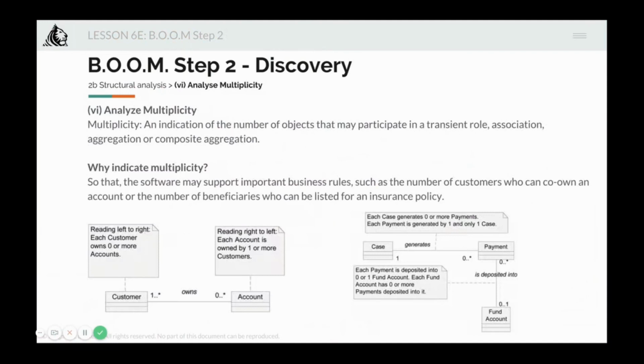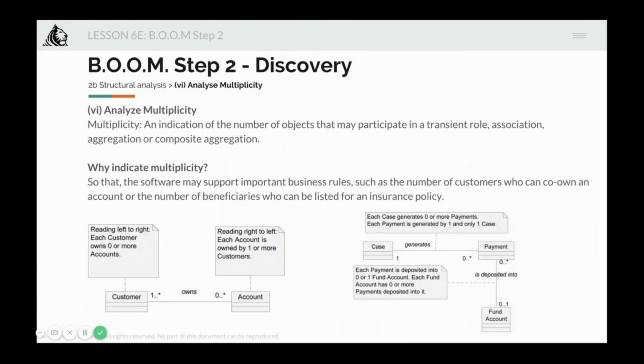So why indicate multiplicity? If you don't specify multiplicity, the software may not support important business rules, such as the number of customers who can co-own an account or the number of beneficiaries who can be listed for an insurance policy. Correct? Regarding rules for multiplicity, you can indicate the multiplicity at every tip of every UML symbol, indicating a transient role, association, aggregation.